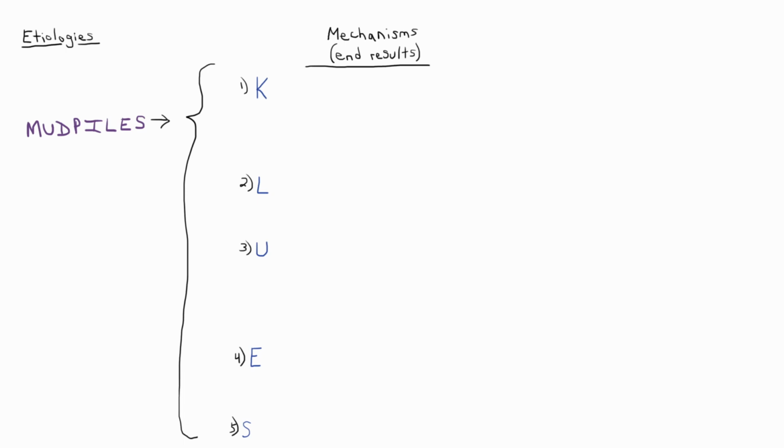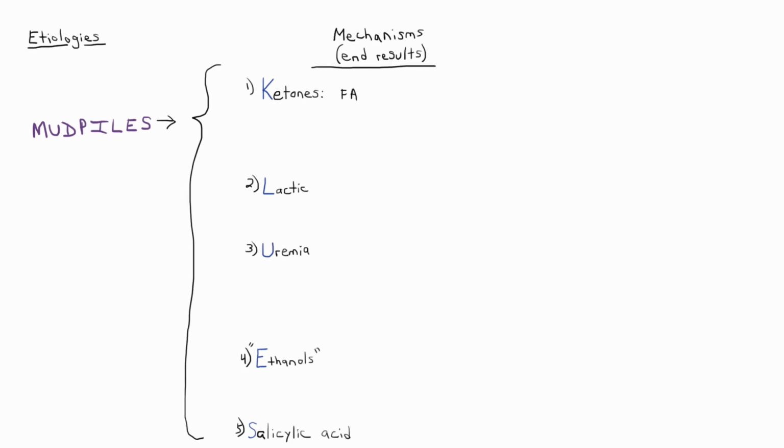So really it comes down to either ketone production, lactic acidosis, uremia, quote, ethanols, which is going to help us remember toxic alcohols, and salicylate poisoning. So ketones are the byproducts of fatty acid metabolism, and these are beta-hydroxybutyric acid and acetoacetic acid. These are both ionizable acids. They'll shed a proton, causing acidosis, and the resultant anions are going to be beta-hydroxybutyrate and acetoacetate, and this is what's going to increase the anion gap.